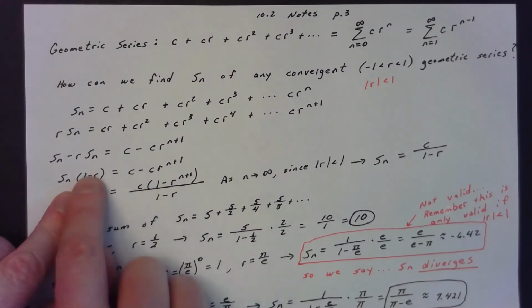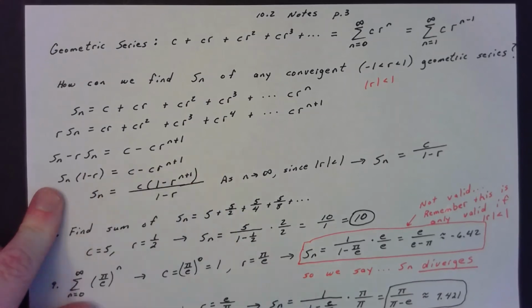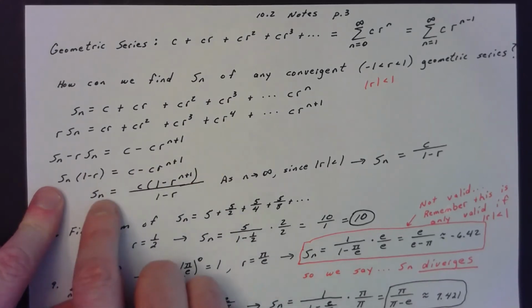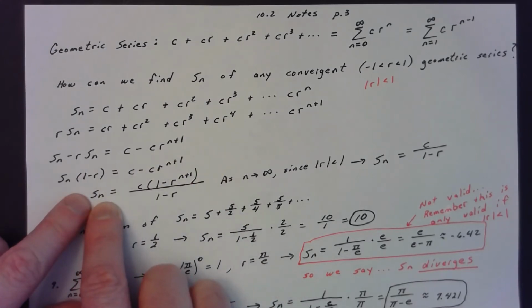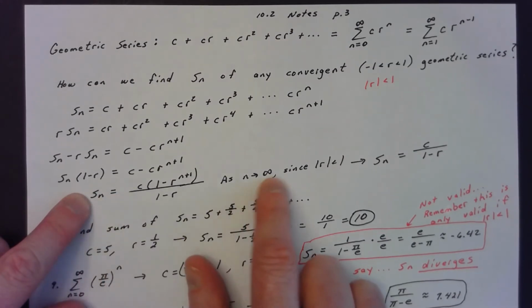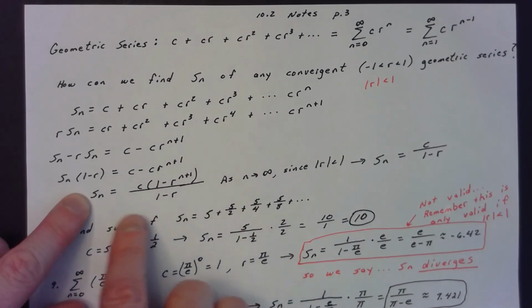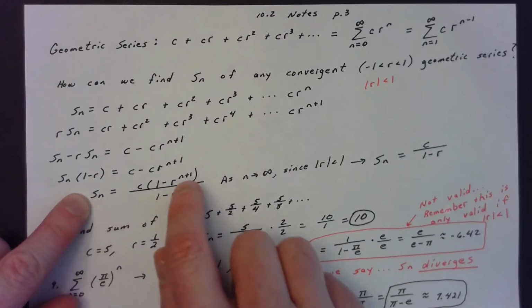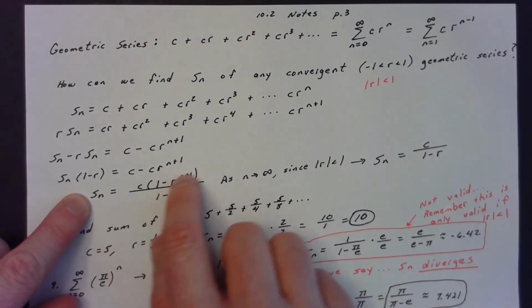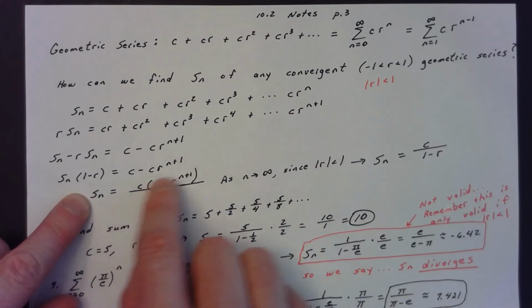Okay, now this is my formula for s sub n, but I need to remember this formula is supposed to represent an infinite sum as n approaches infinity. So as n approaches infinity, the only value in this problem that is impacted is this value of r right here. There's nowhere else where n is.